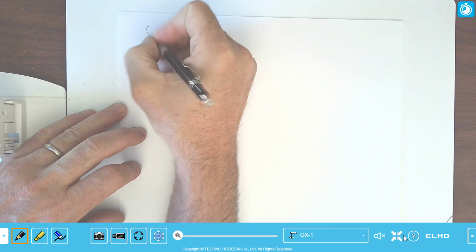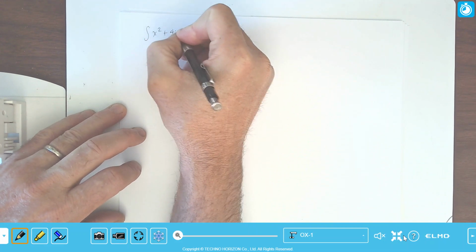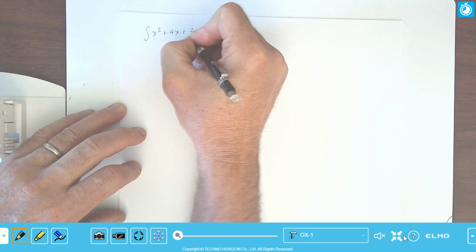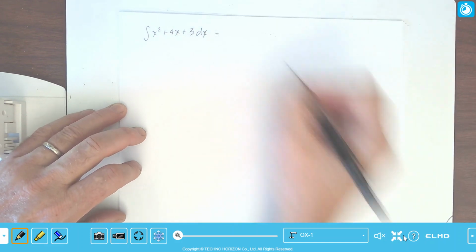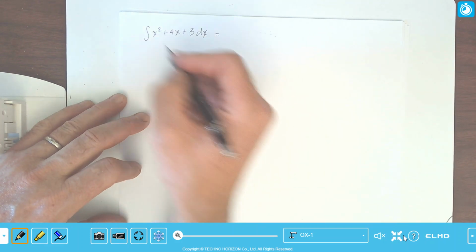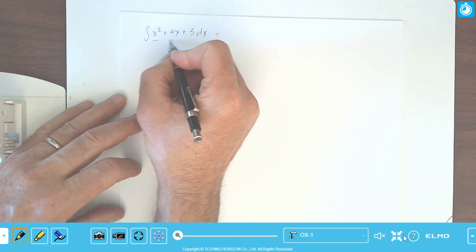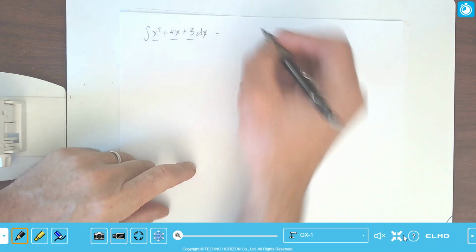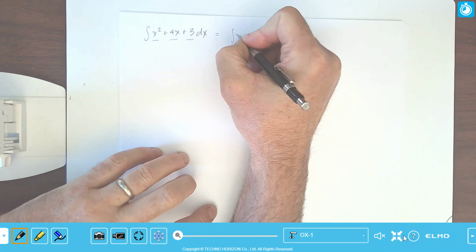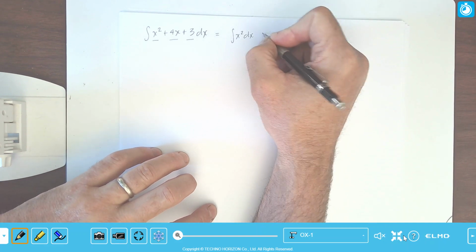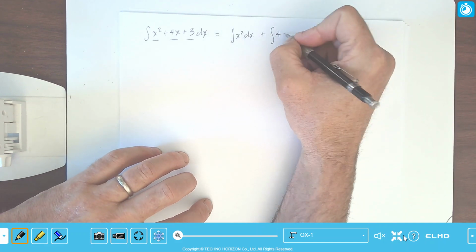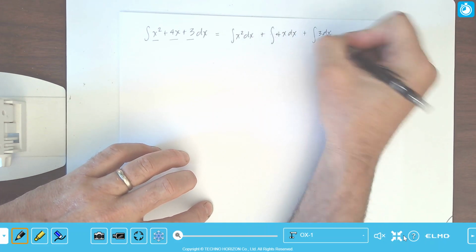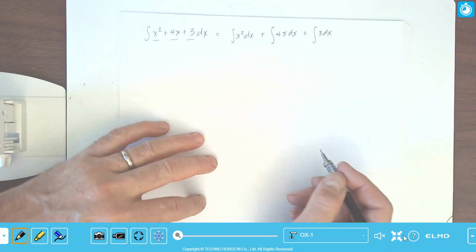So we're trying to find the integral of x squared plus 4x plus 3 dx. Right away I see I've got 3 different functions being added and subtracted, so we can use our sum or difference rule right off the bat and say this is the integral of x squared dx plus the integral of 4x dx plus the integral of 3 dx. So that's by our sum or difference rule.